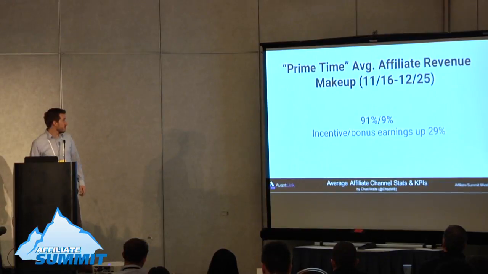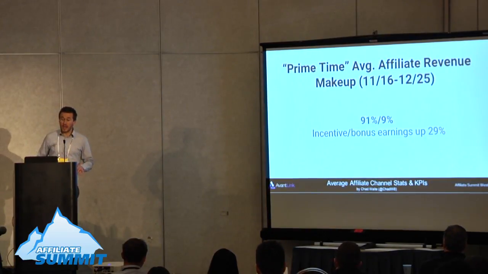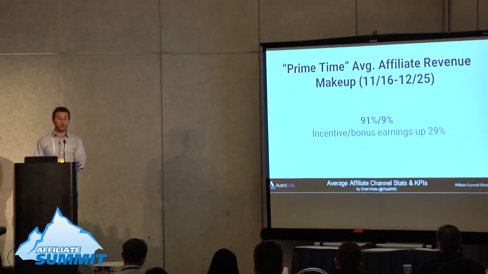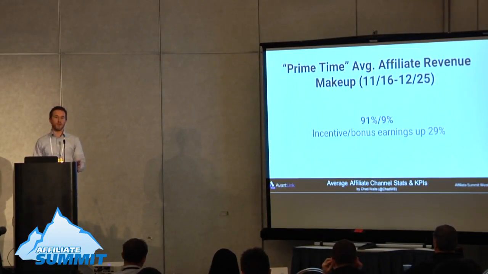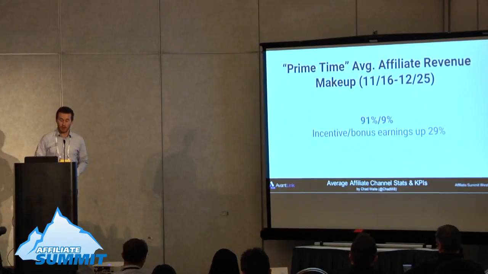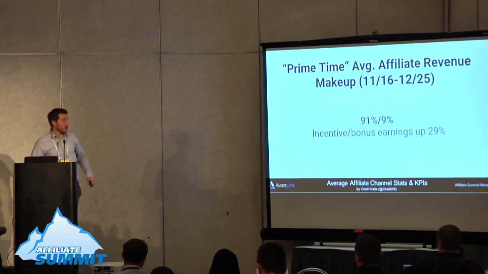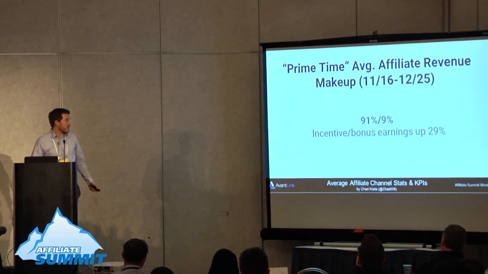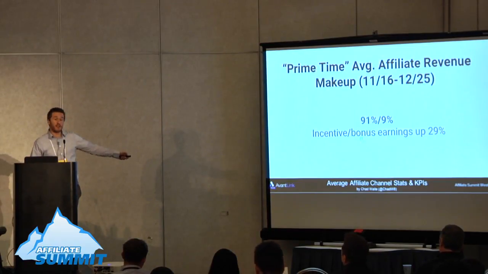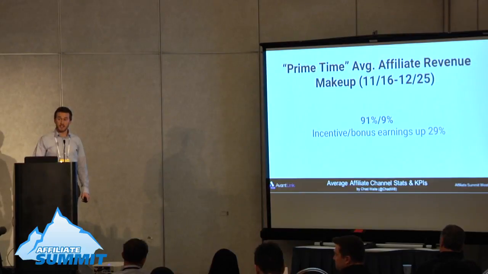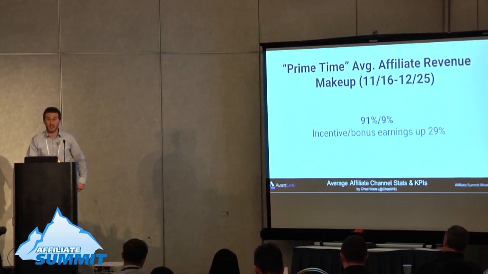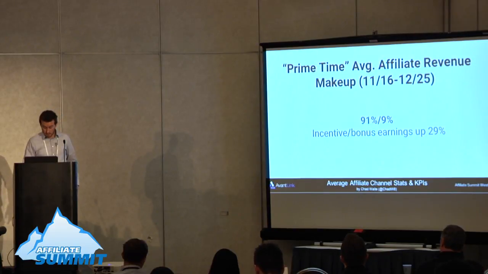Mobile sales were even up, slightly, but up nonetheless, from 21.7% to 24.5%. And then the final stat that we'll look at for prime time, the affiliate revenue makeup shifted relatively significantly, considering what this 2% actually represented in dollar value. 91% of an affiliate's revenue now came from base commissions, and 9% of it came from bonuses and incentives. So there was a 2% shift there, which represented a 29% increase from what we saw before.